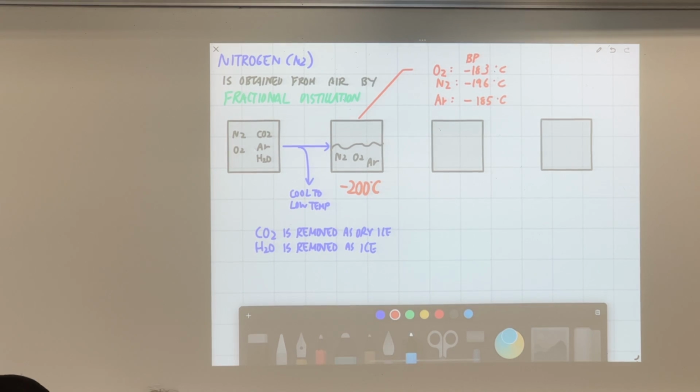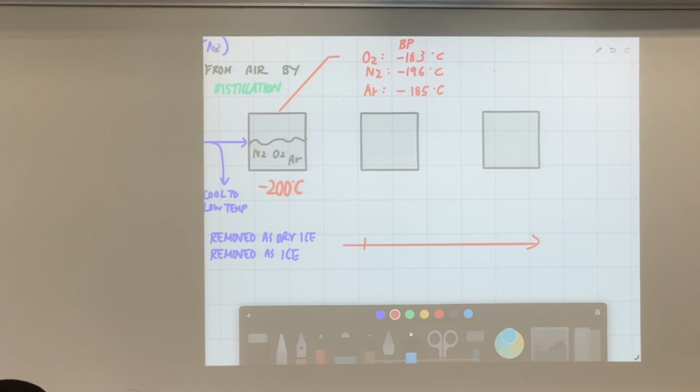-196. Can you draw a number line? To students who may have trouble with this question, I suggest that you draw the number line. Can you draw the number line, please? And arrange these numbers in order. Then the answer will come to you.